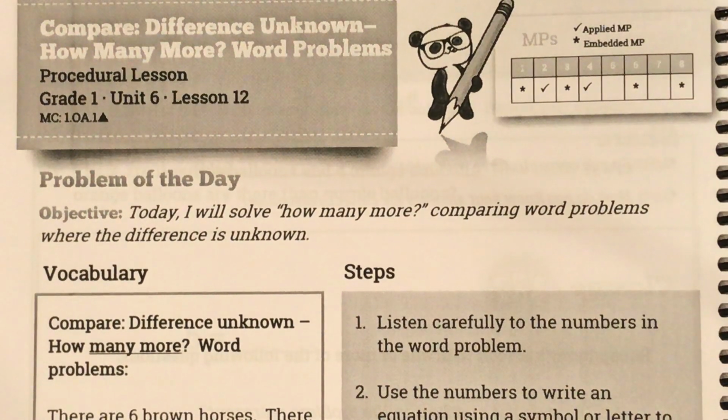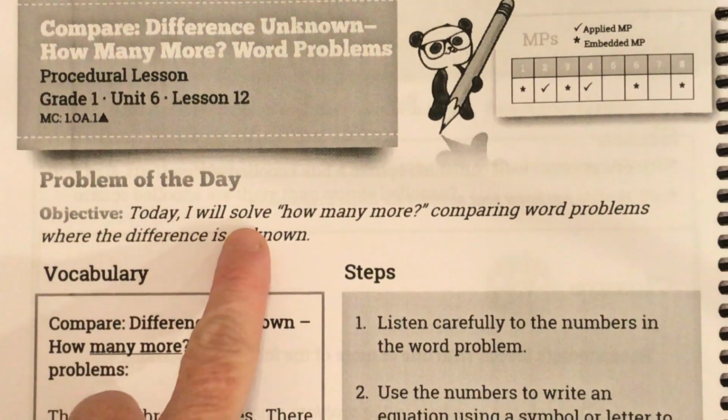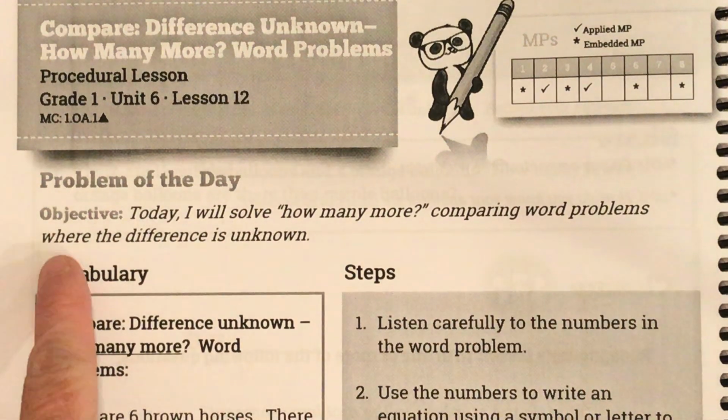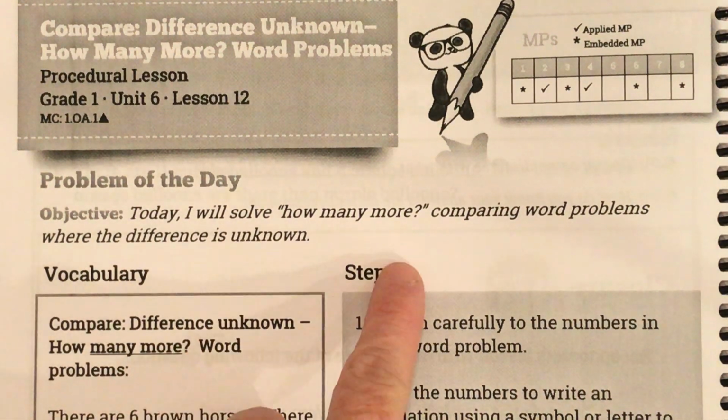151 of your student journal, page 151. And our objective today is: I will solve how many more comparing word problems where the difference is unknown.